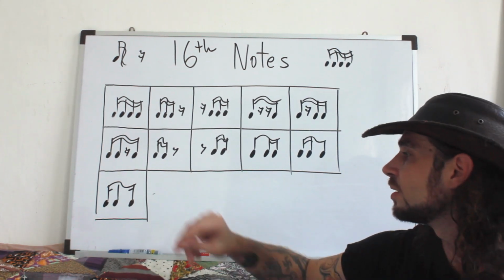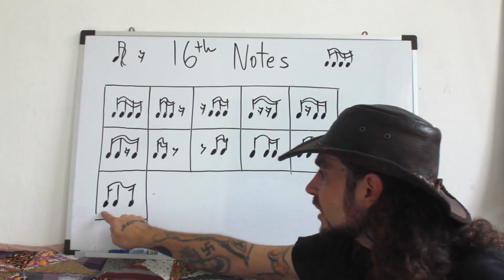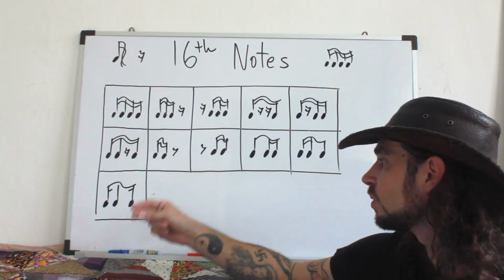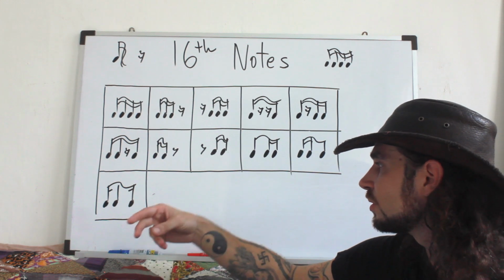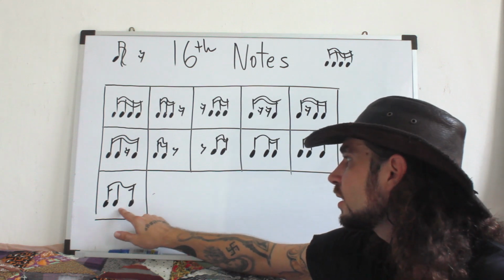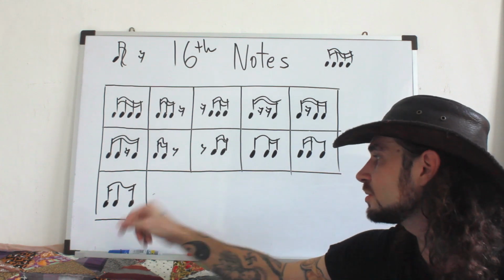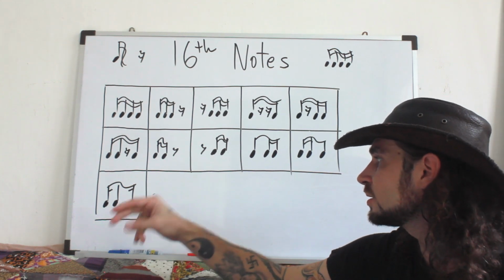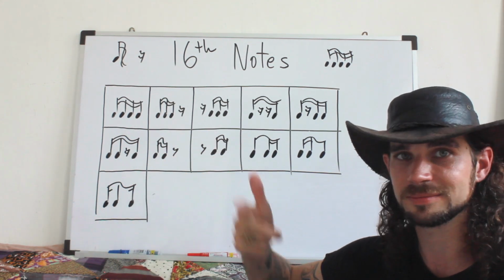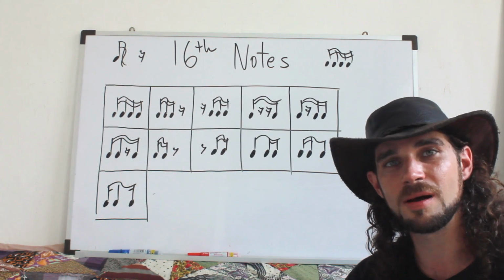Alright, so here we go. 1, 2, 3, 4, da da da da da da. A little slower. 1, 2, 3, 4, da da da da da da. A little faster. 2, 3, 4, da da da da da da. All right, let's start mixing these guys up and making some very complex rhythms.